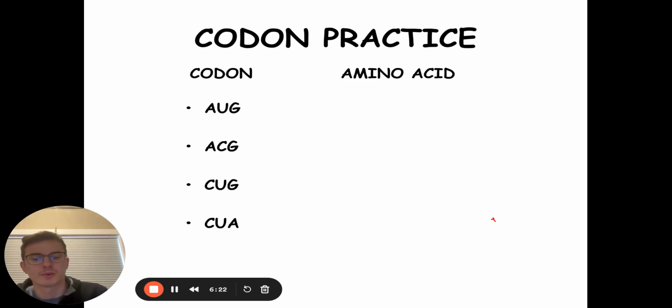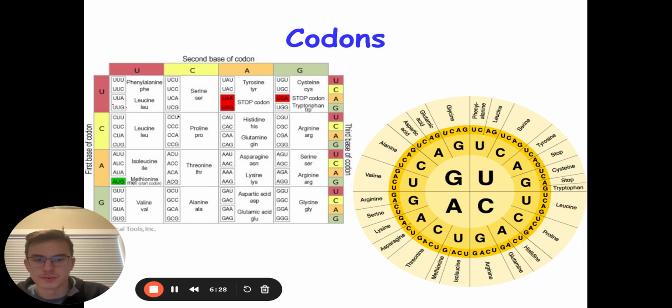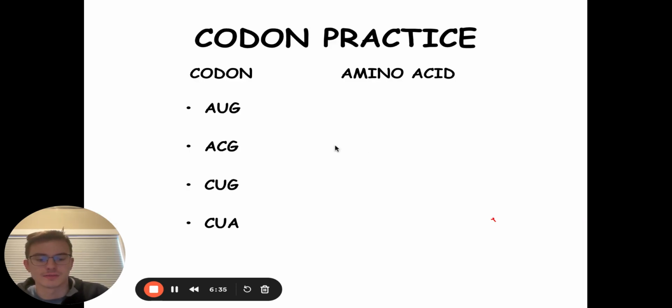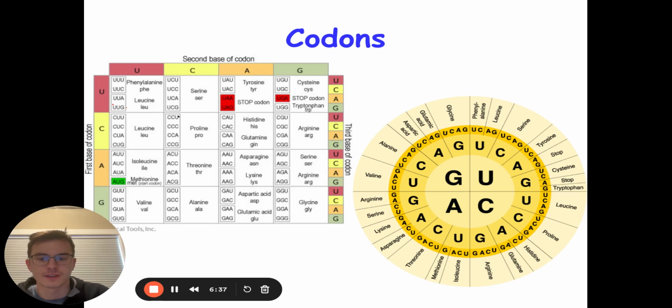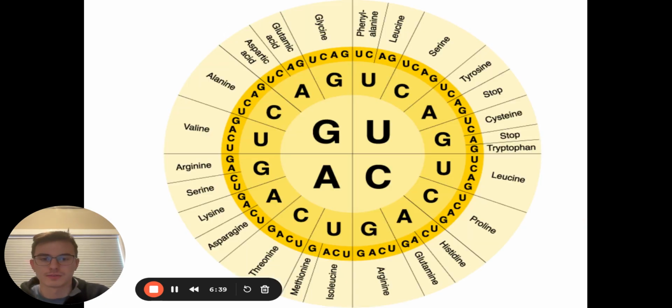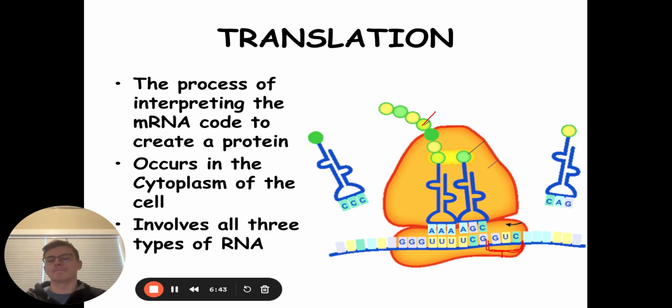Okay, so some more practice. You guys can do this on your own. As you remember, we already went through a few of these. But AUG, we already know that is methionine. And then you can just go back and forth and test yourself, right, between these 2. So we'll go through that real quick. Here's the wheel again for you guys. All right. So I just told you how it's done.